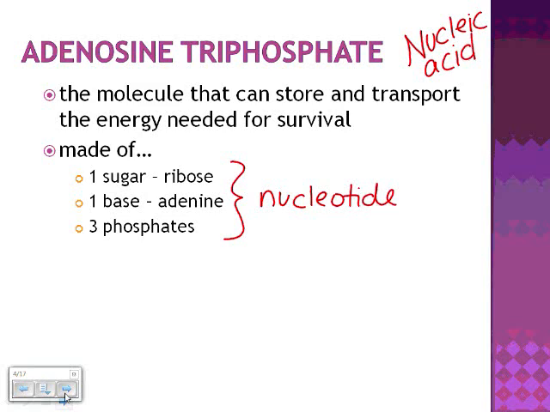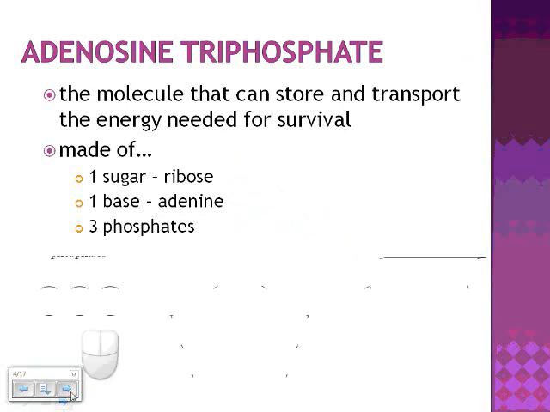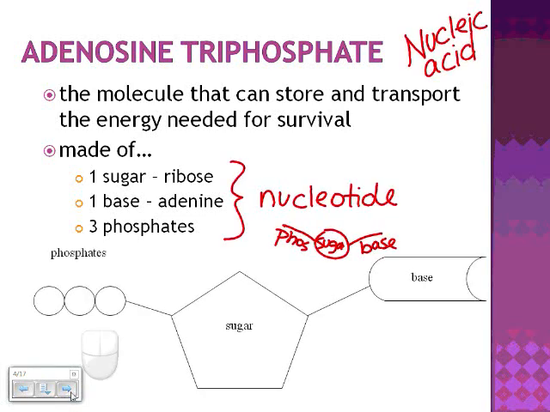So, the sugar, if your body is the sugar, that means both of your arms are going to come off of your body. So that means that the base and the phosphate are going to come off of the sugar, which you'll see in this picture.